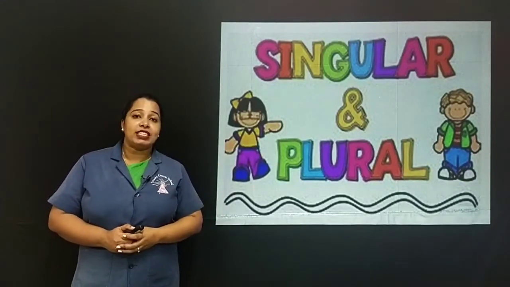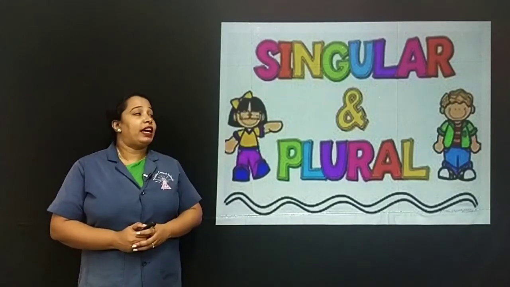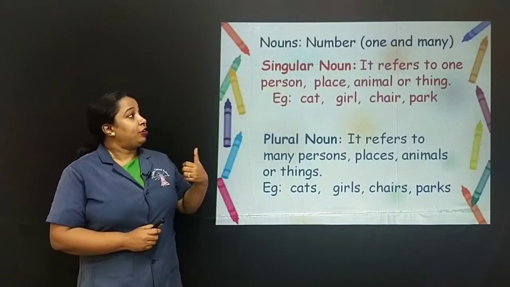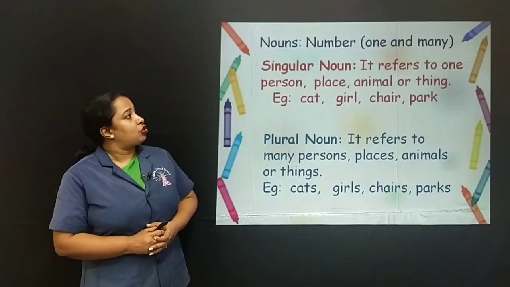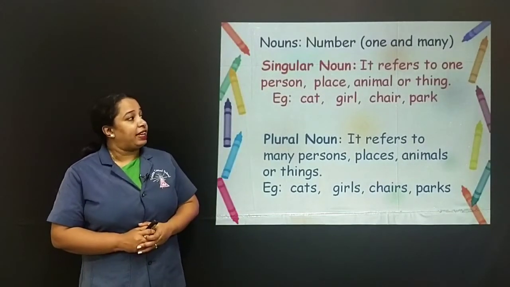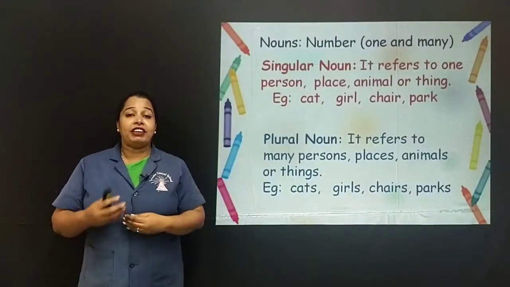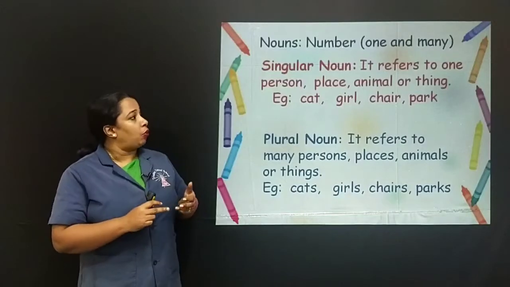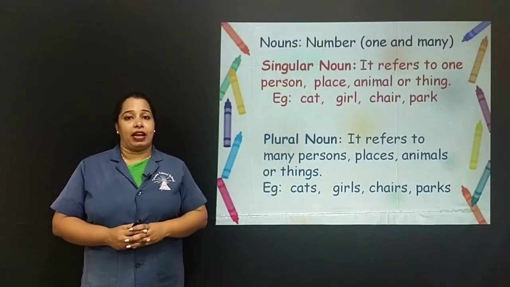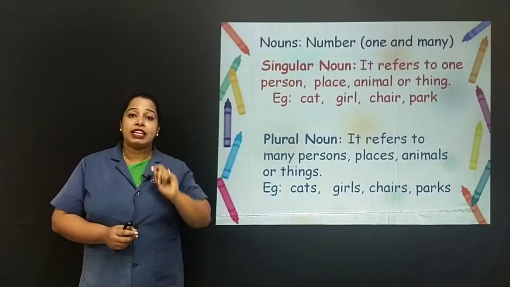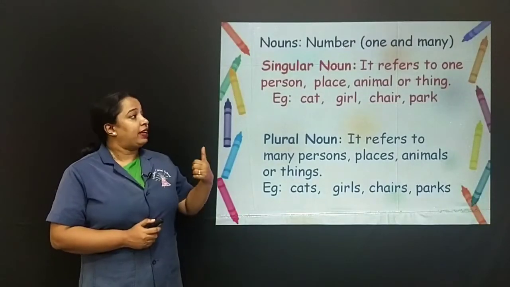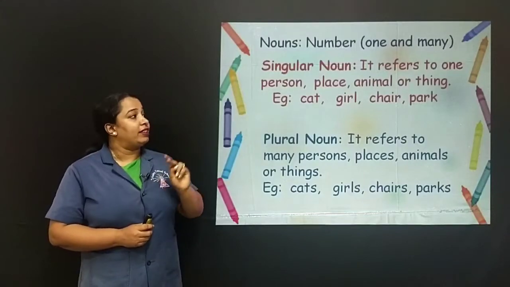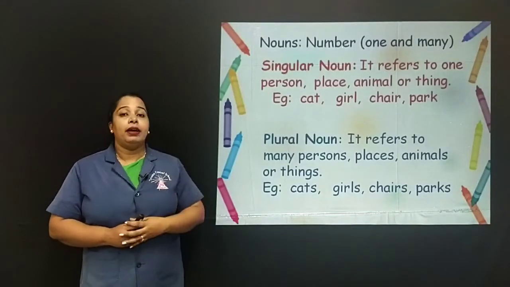First, let us learn what are singular nouns and what are plural nouns. Nouns number, which means one and many. Singular noun. It refers to one person, place, animal or thing. When we refer to one person or one place, one animal or one thing, it is a singular noun. Singular means one. For example, cat, girl, chair, park. One cat, one girl, one chair, one park.